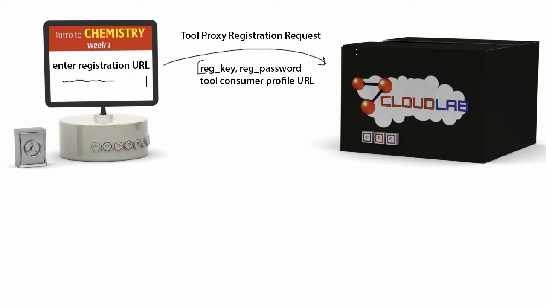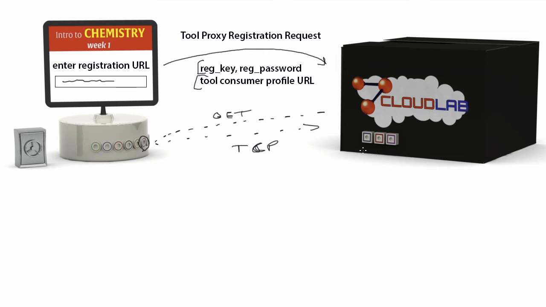But the first thing the tool provider is going to do is use the tool consumer profile URL to query this tool consumer profile service we've seen before. So it's going to issue a GET request to get the tool consumer profile. Now with the tool consumer profile, the tool provider is able to have a good representation of the capabilities of the tool consumer, and see what kind of its own capabilities, its own services and interactions it can expose to the tool consumer.